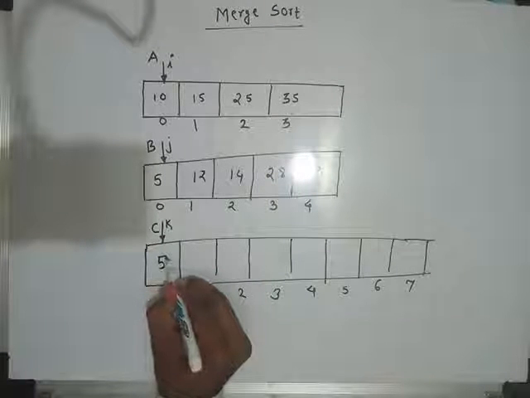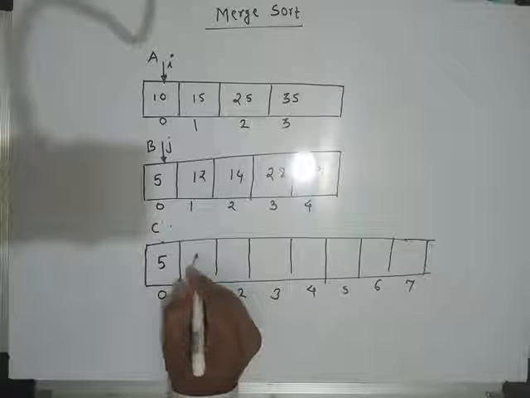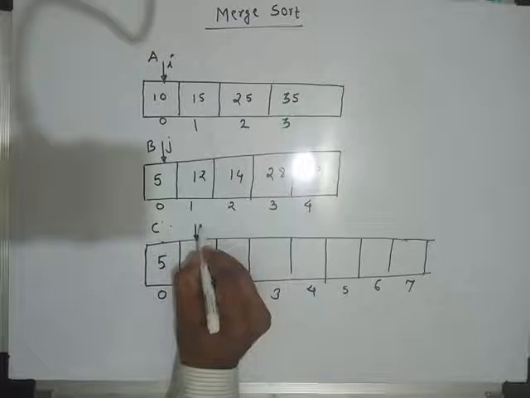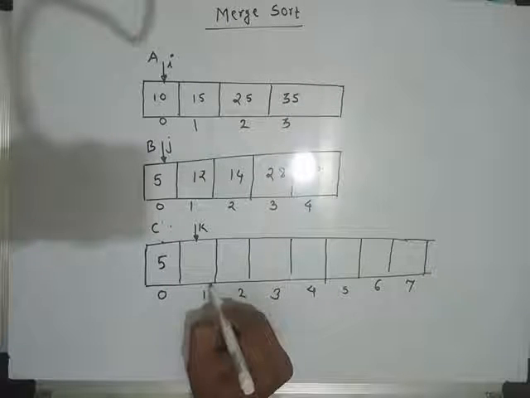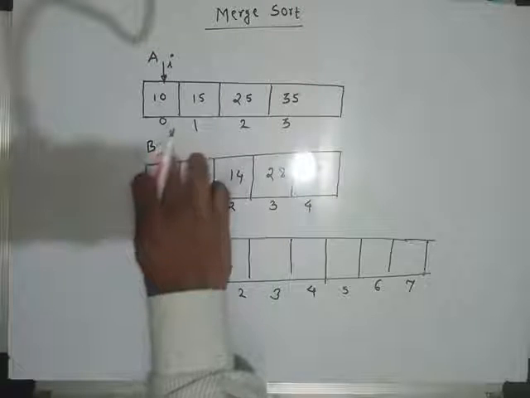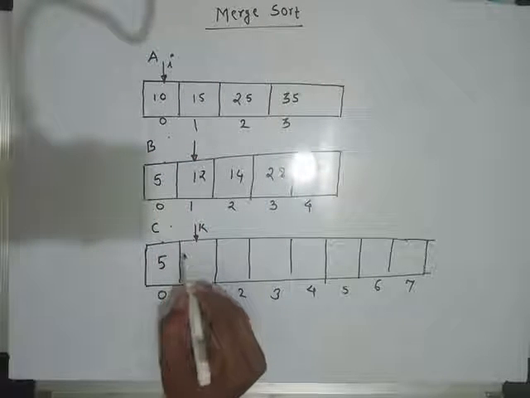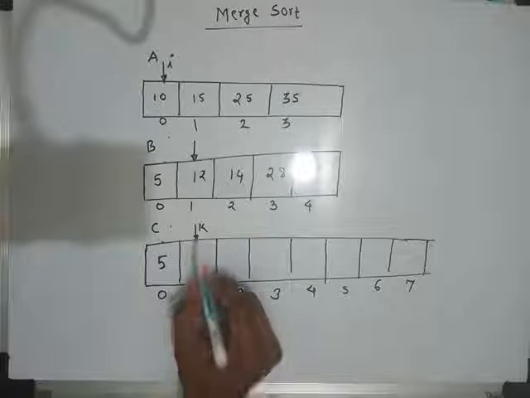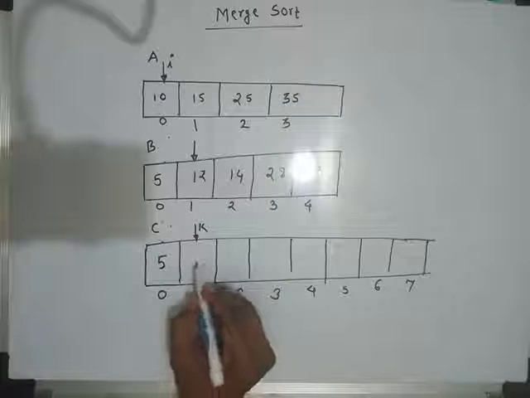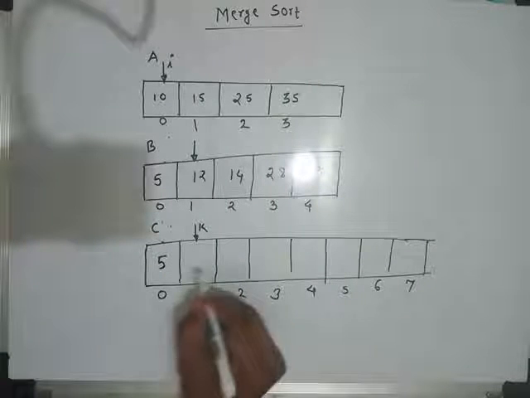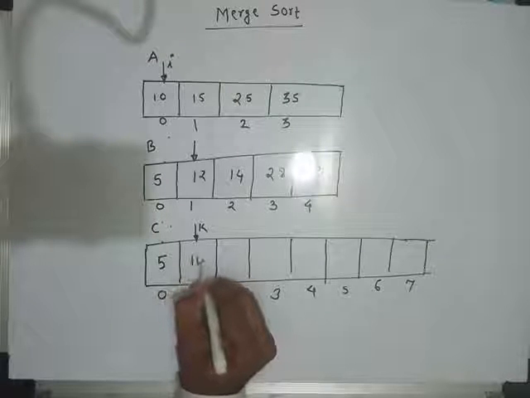After copying 5 here, I will move k, because this is the place where the next number will come in array C. So k will go to location 1, and I will also move j because I have copied from array B. Then the next number will be either this number or this number. So I'll compare 10 with 12. 10 is less than 12, so I'm copying from A. So I'll copy 10 here.